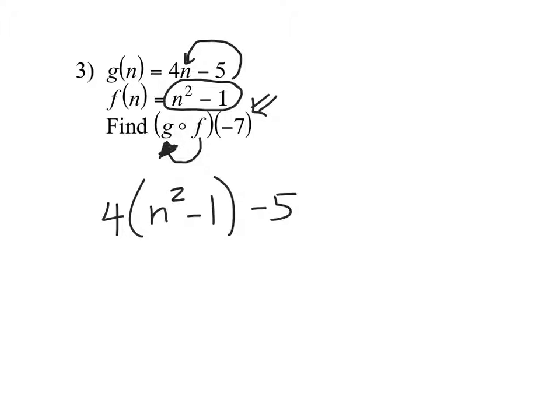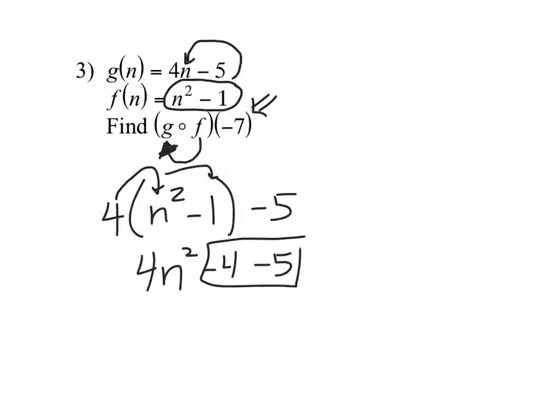And what we're going to do, we're going to simplify this as much as we possibly can. So we're going to distribute. So this is going to be 4n squared minus 4, and then minus 5. And then we're going to combine our like terms, 4n squared and minus 9.